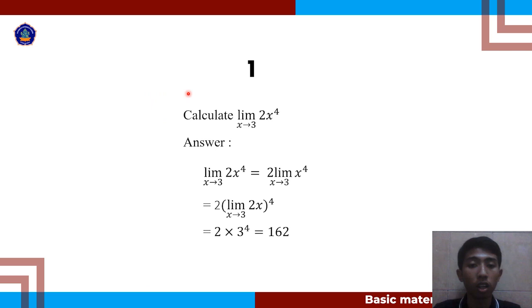calculate the limit as x goes to 3 of 2x to the power 4. This is the question, and for the answer, the limit as x goes to 3 of 2x to the power 4 equals 2 times the limit as x goes to 3 of x to the power 4, which is 2 multiplied by 3 to the power 4, and the result of the value is 162. And this is the solution of this question.